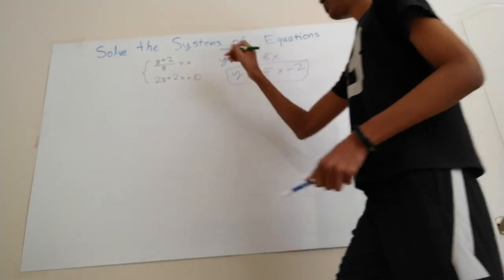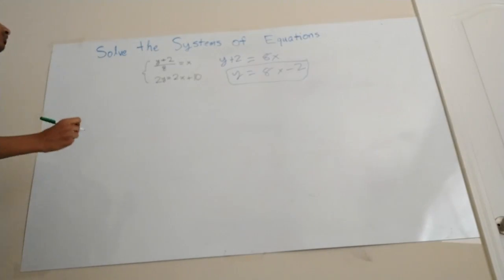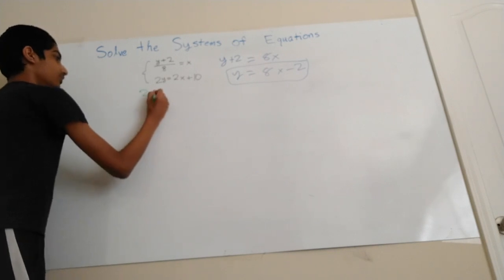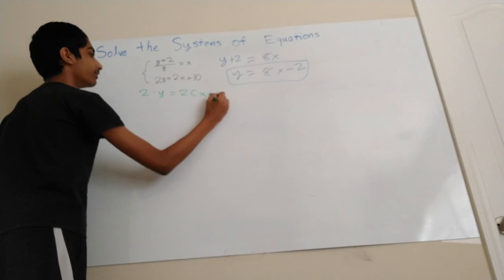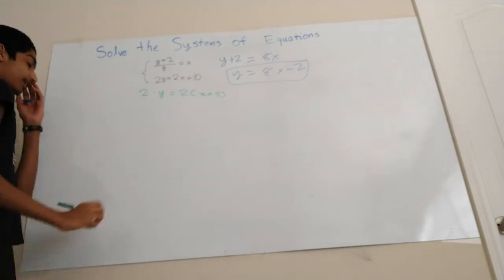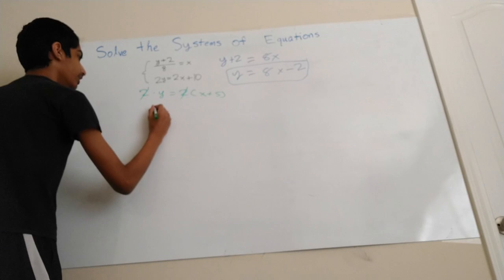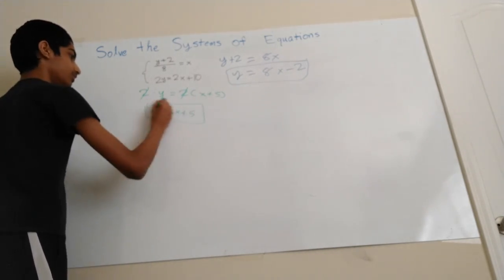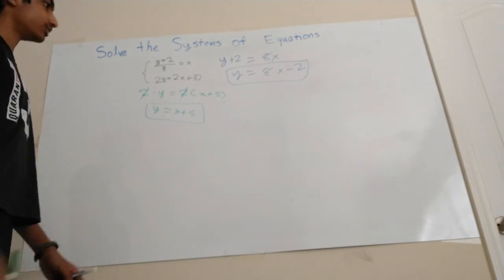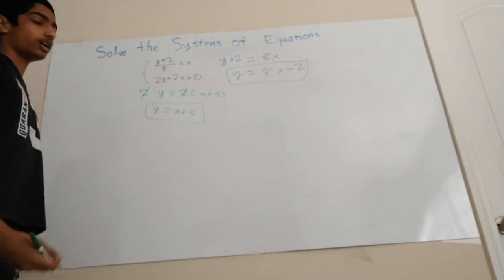For the second equation, 2y = 2x + 10, it's basically 2 times y equals 2 times (x + 5). Because both sides have the common factor of 2, we can cancel them out, and y just equals x + 5. And now we can graph these equations using a graph.